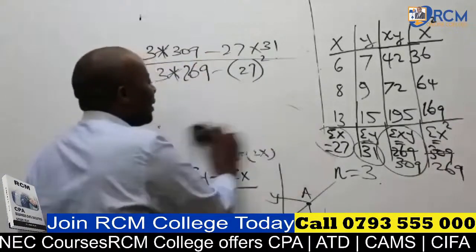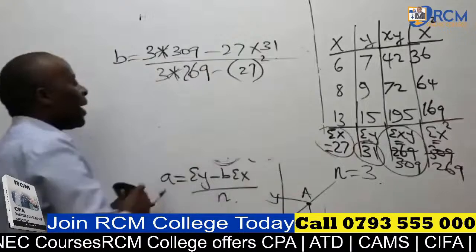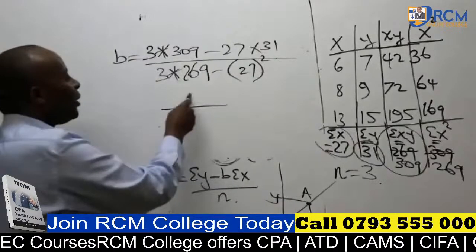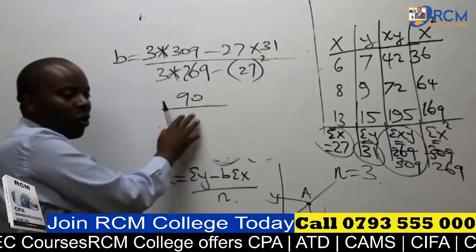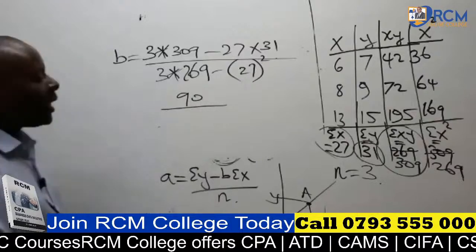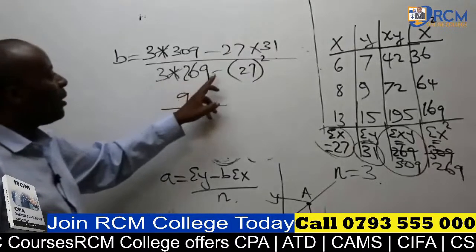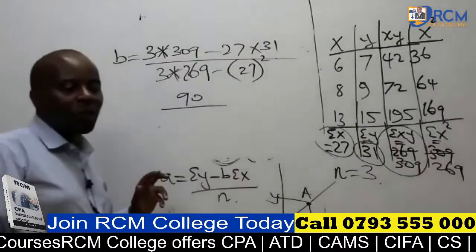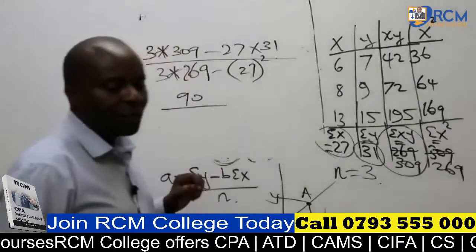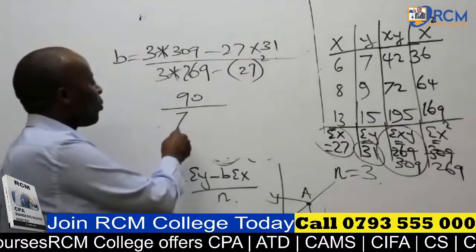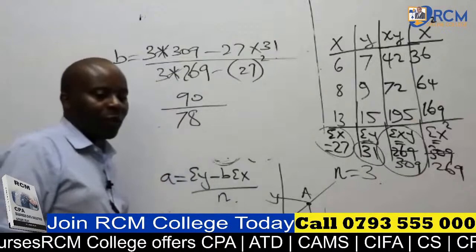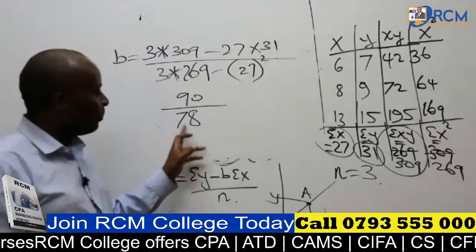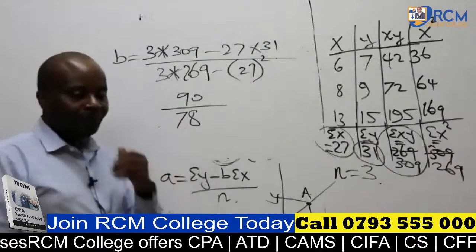James Areba says that the numerator is 90. Can a different student give me the value of the denominator now? Denominator is 3 times 269 minus open brackets 27 squared. Fatma gives me 78. Of course, I would want this corroborated. I would want another student to confirm whether this 78 is correct.